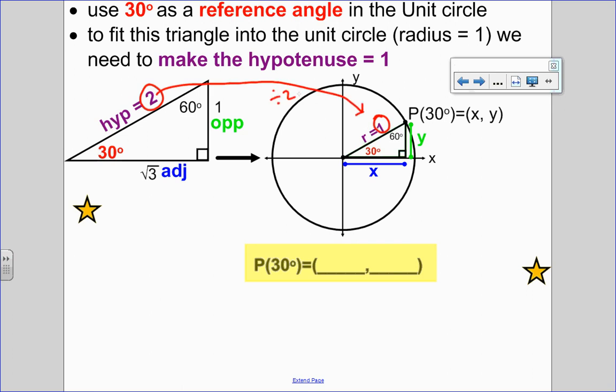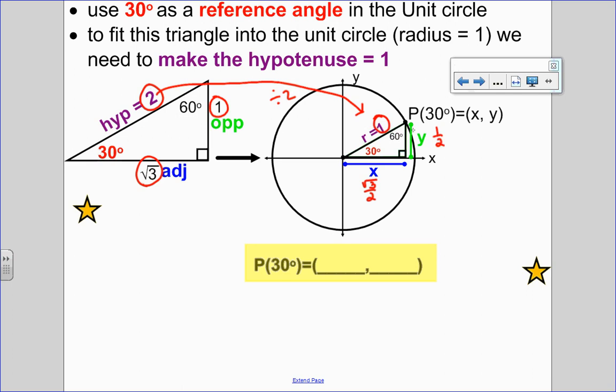But if I did that to the hypotenuse, to be fair, I have to do that to the adjacent and also to the opposite. So I'm going to take this triangle, putting it in here by making it half the size. So this side here of root 3 becomes half the size. It becomes root 3 over 2. And this side here, the opposite of 1, becomes half of that size, which is a half.